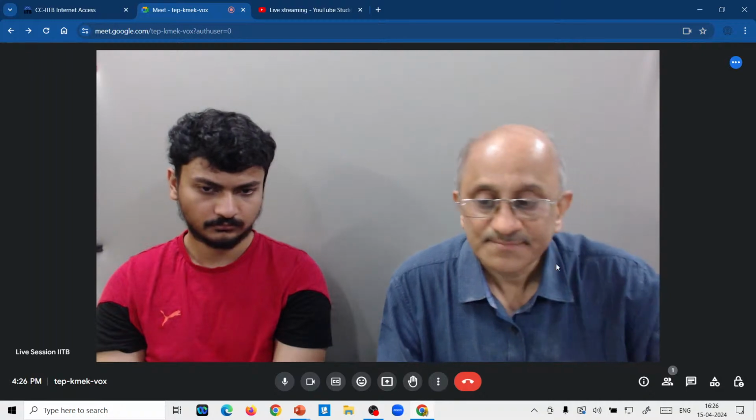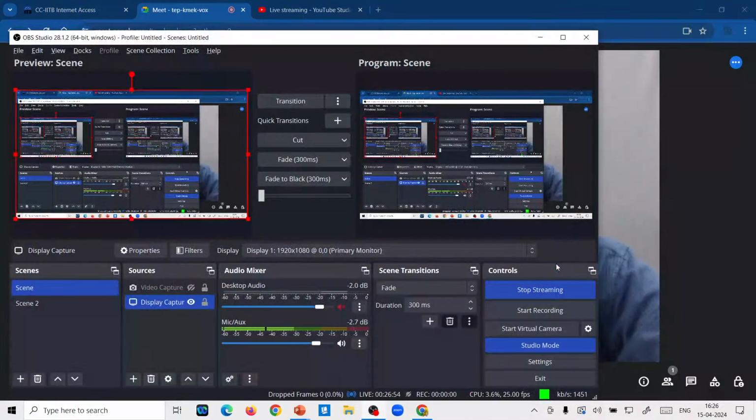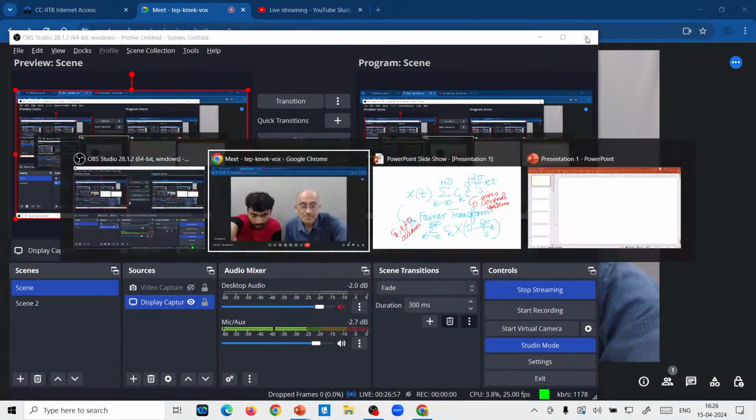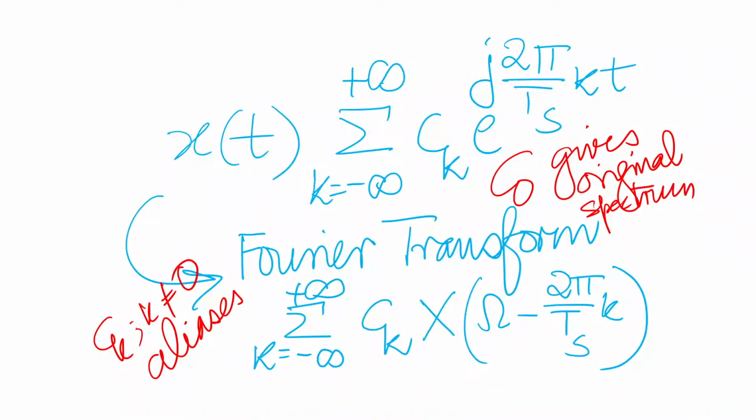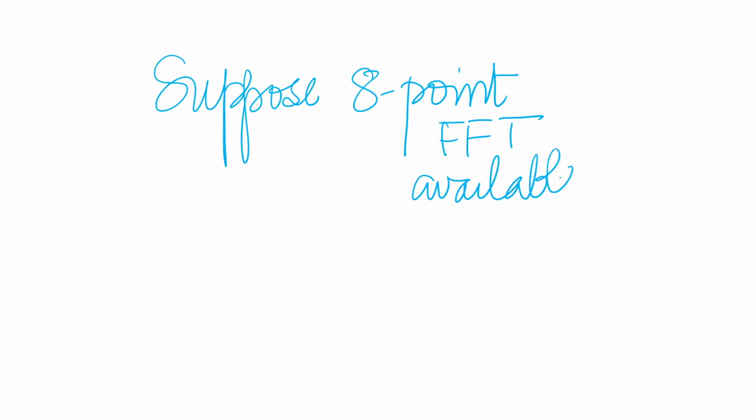Let me in fact show that with a drawing. So suppose the 8-point DFT, or 8-point FFT, is available. Then what do you do? You take 2 8-point DFTs like this.